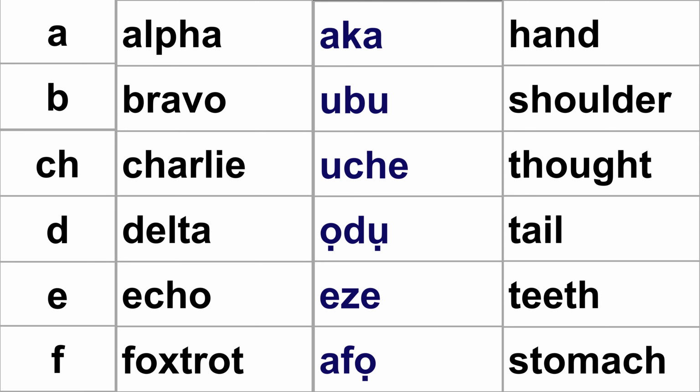I will try to use the NATO phonetic alphabet to match the letters of the Igbo alphabet, and for the Igbo words, I will use a part of the human body or a part of an animal body to represent that sound. So the first letter is A.